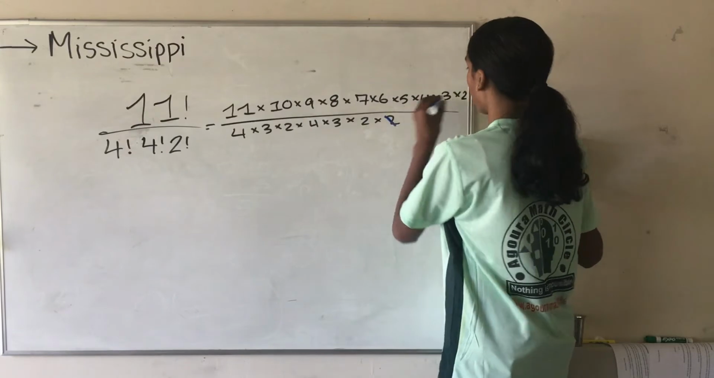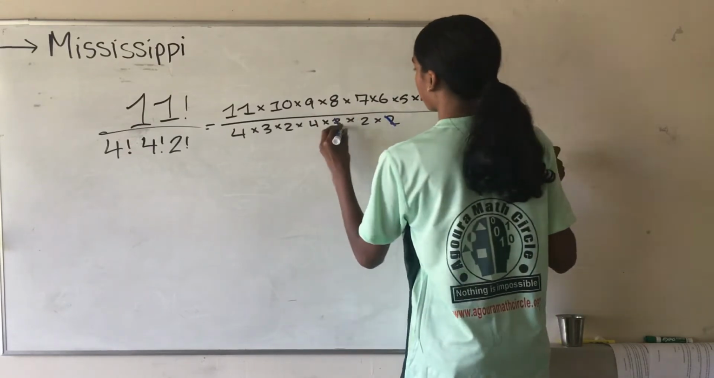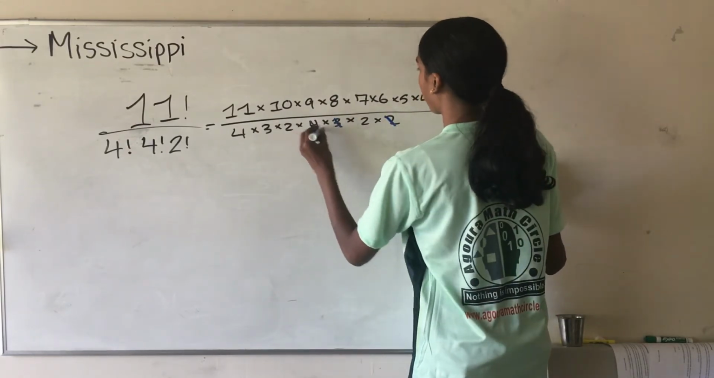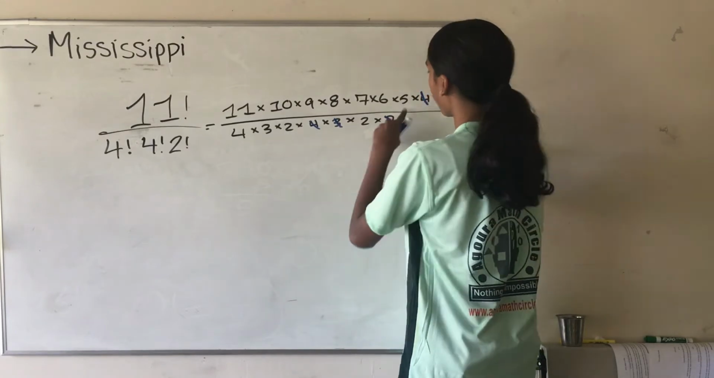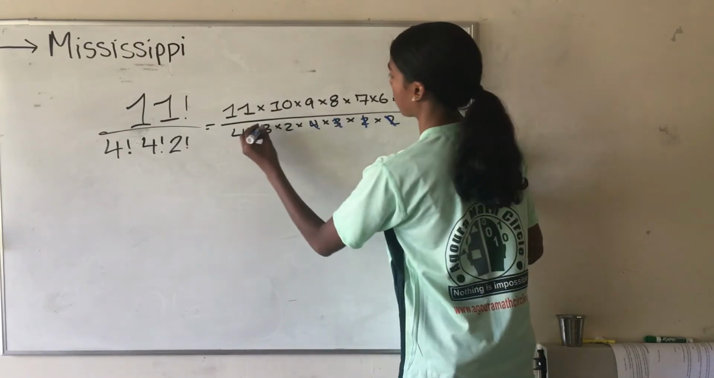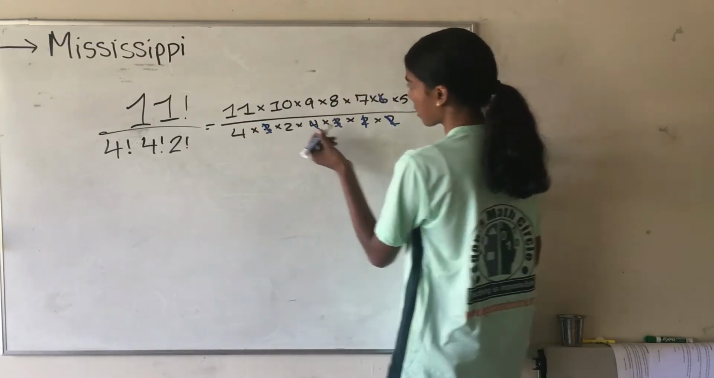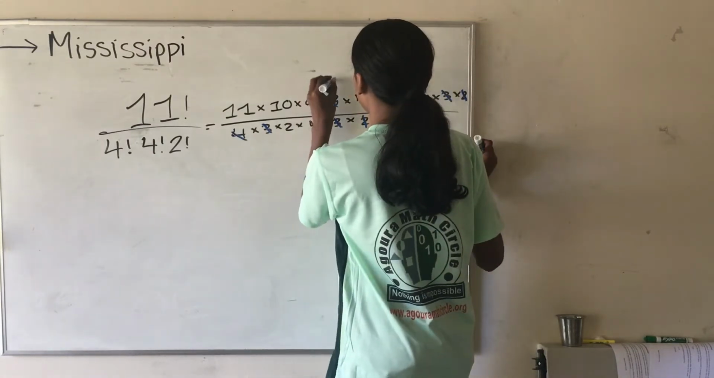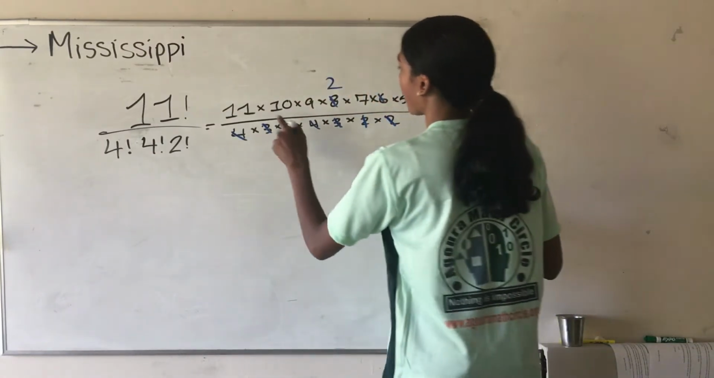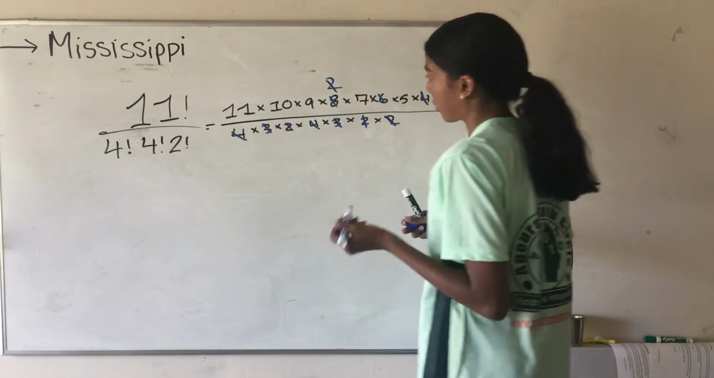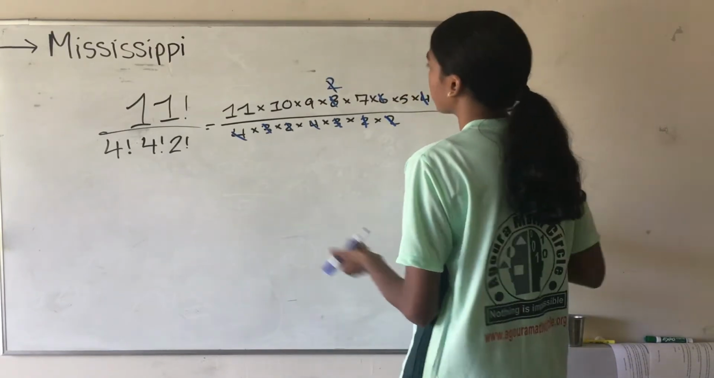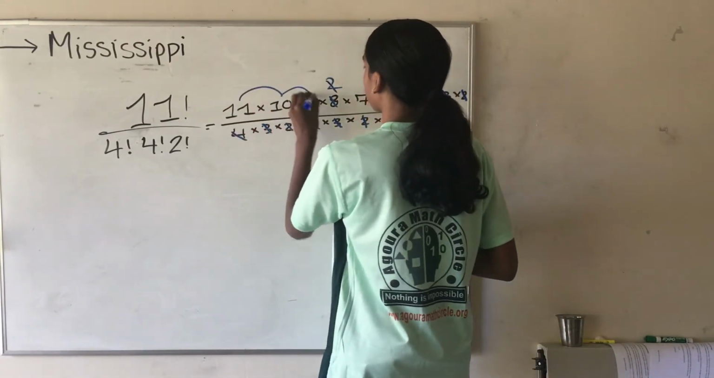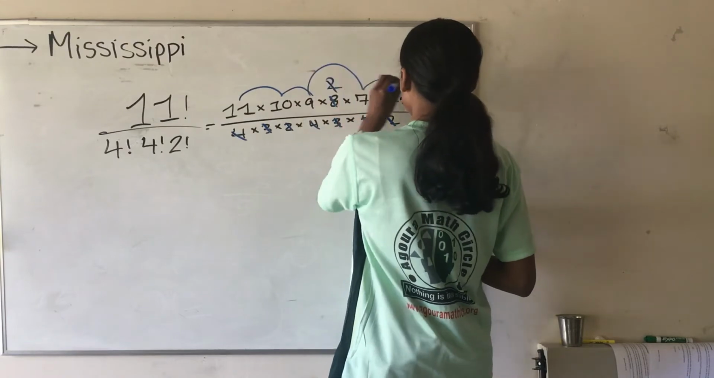This 2 and this 2 cancel out. This 3 and this 3 cancel out. This 4 and this 4 cancel out. 5 can't cancel out with anything. This 2 and this 3 cancel out. For this 6, this 4 and this 8 cancel out to make that 2. Oh wait, and then there's that 2 there, so that cancels. So basically, our answer is going to be 11 times 10 times 9 times 7 times 5.